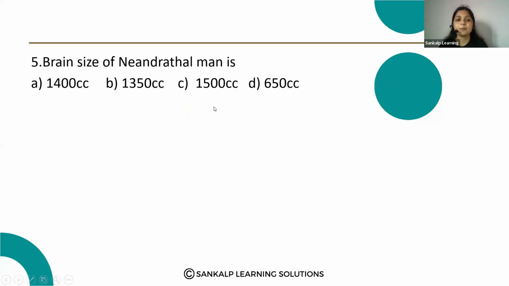Next question. Brain size of Neanderthal man is. What is the brain size of the Neanderthal man? So it is 1400 cc, 1350 cc, 1500 cc, 650 cc. Yes, brain size of Neanderthal man is 1400 cc.